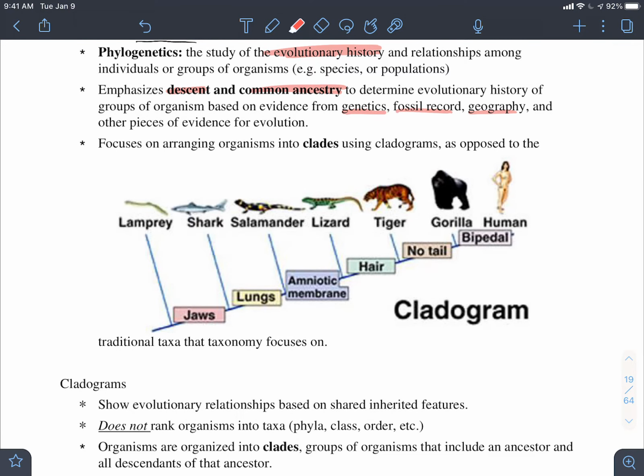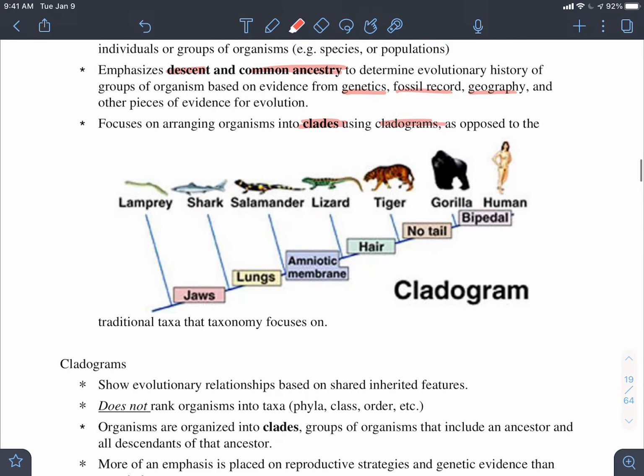To do this, they organize the organisms into clades using cladograms. A clade is a grouping of organisms based on their shared characteristics. This is different from the traditional taxa that taxonomy tends to focus on. So here's an example of how this might work. The lampreys are a type of animal that exists in our animal kingdom, but it lacks a jaw.